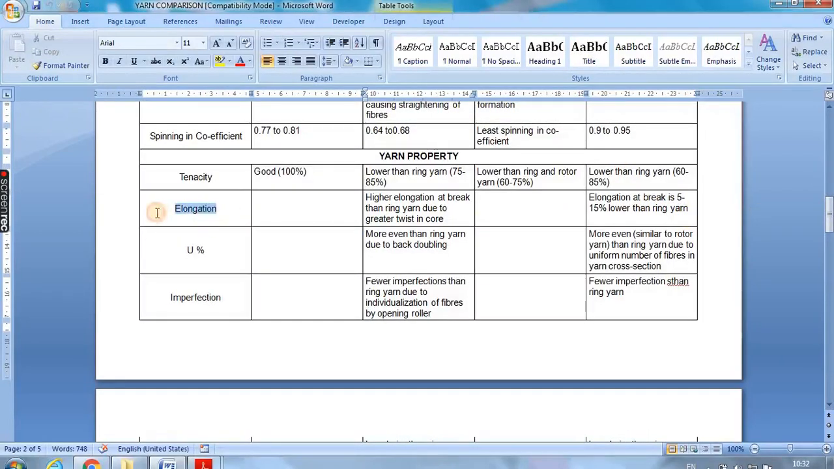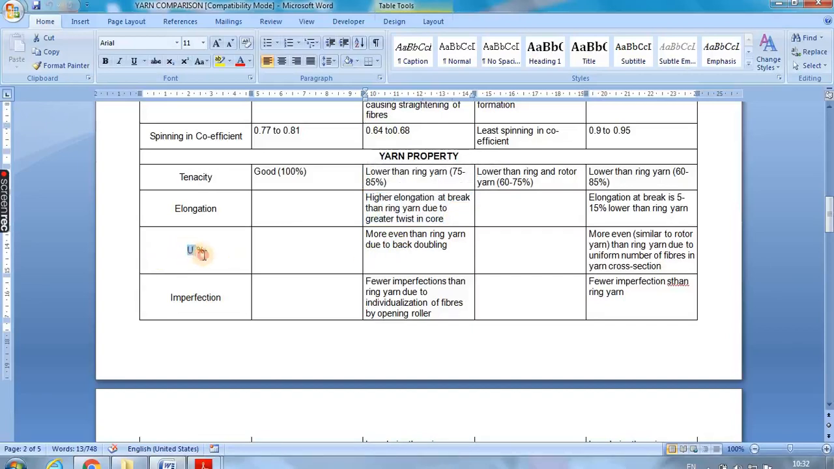The second one is the elongation. Any idea? The rotor has high elongation. Though the strength is less, it provides better elongation because of the bipartite structure. The core of the rotor yarn has more twist compared to the ring yarn. So when you apply a load, the higher twist in the core will try to elongate before it breaks. So the rotor yarn normally provides high elongation because of the high core twist compared to the ring yarn.